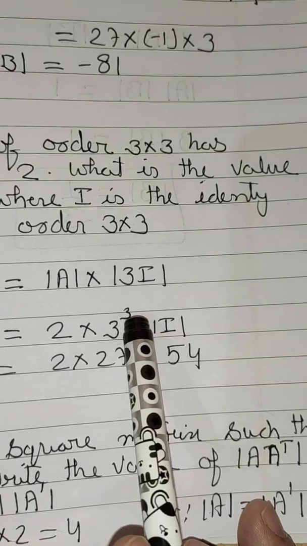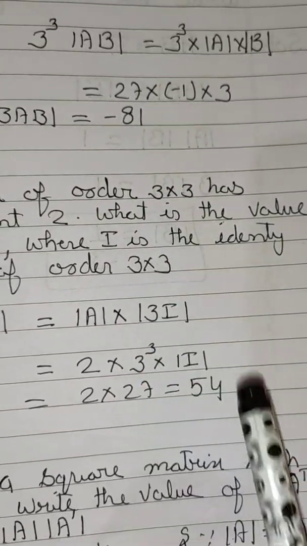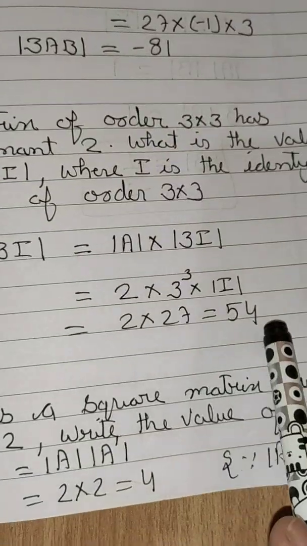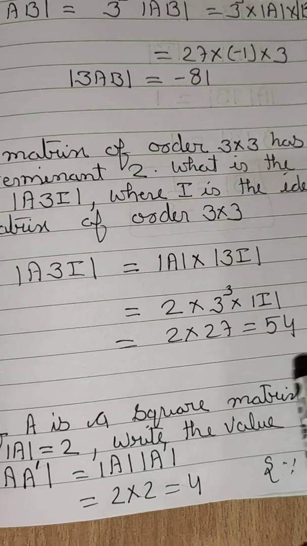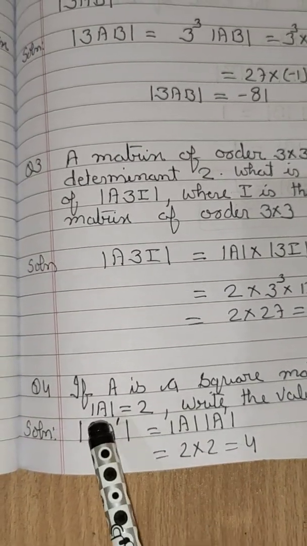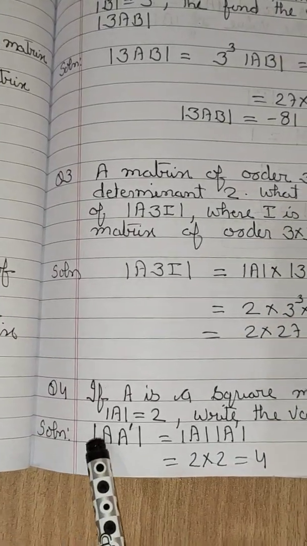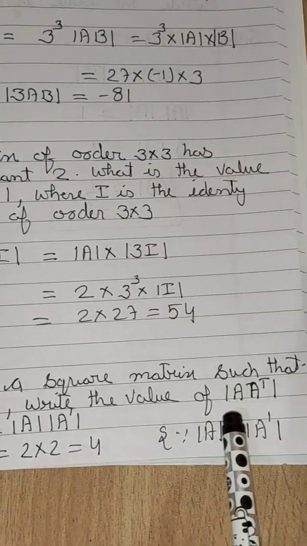K raised to the power n, so 3 raised to the power 3. What order is given? 3. Into determinant of I. Determinant of I value, what is it? 1. So simplify it after substituting the value. What result are we getting? 54.